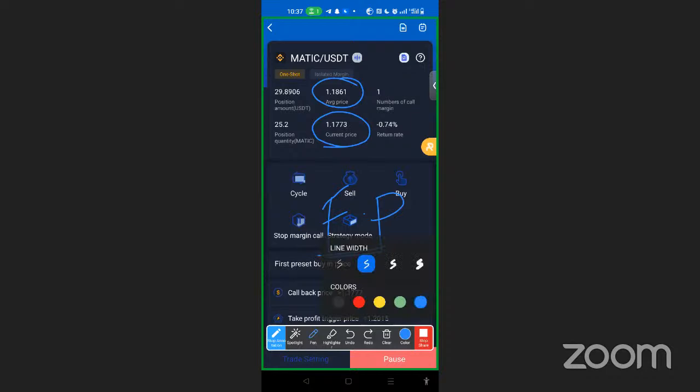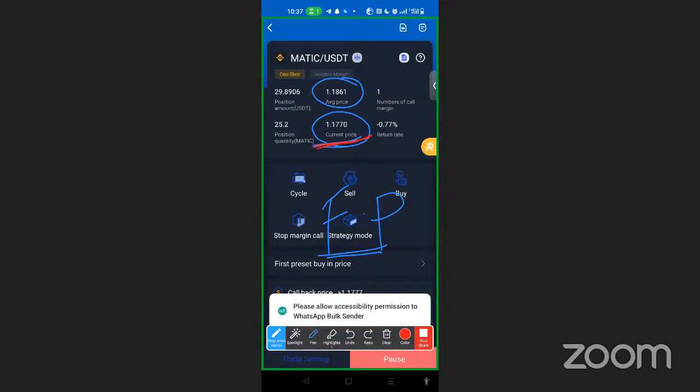What is happening right now, Julius? You see that the current price is lesser than the average price. So we are into what we call floating loss. So what is floating loss? Floating loss is unrealized loss.